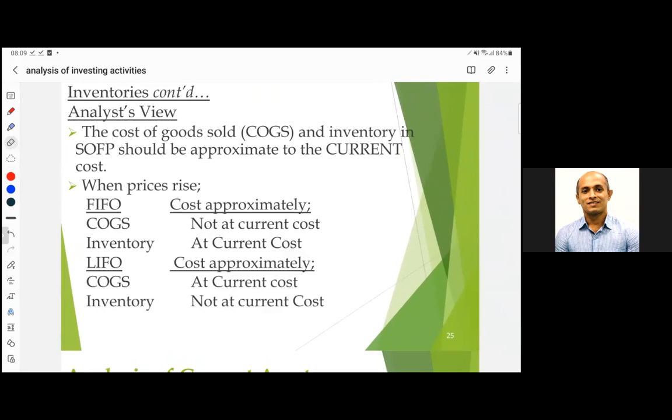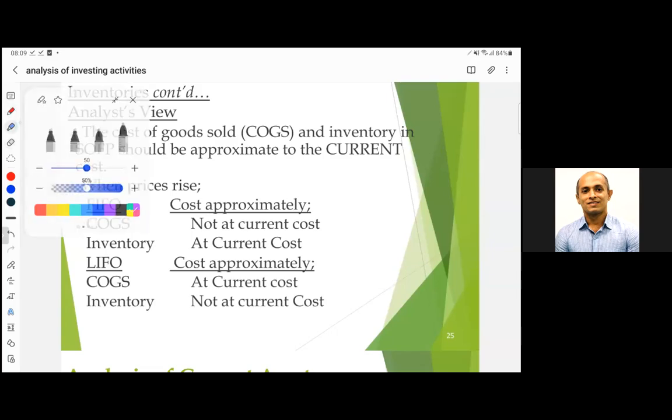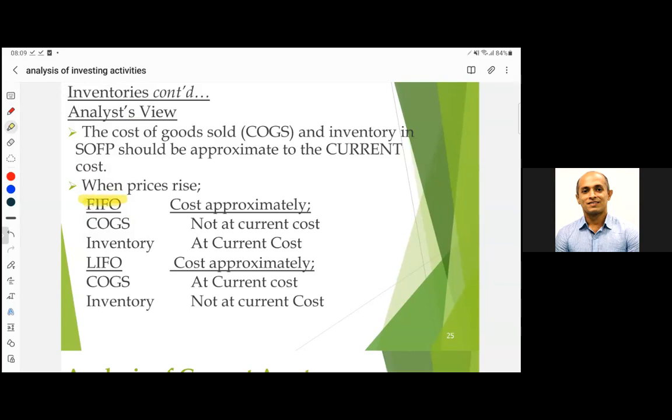You see, if the company follows FIFO method, cost of goods sold is not at current cost, because current cost goes to the inventory. Then the old cost comes to the cost of sales. So this is an issue in FIFO method. So we'll discuss this.